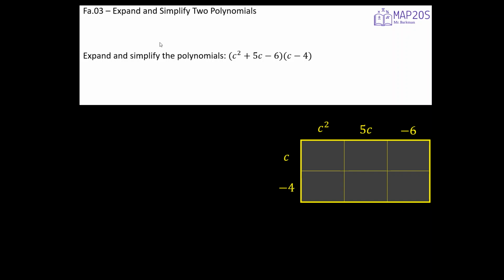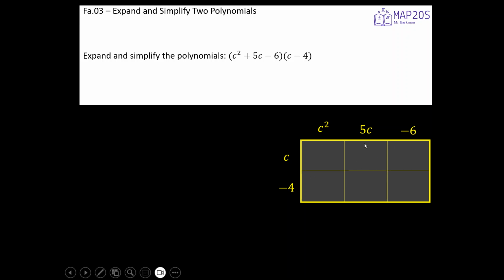like this. Now you can use a grid method either 3 down and 2 across, or 3 across and 2 down. It doesn't really matter as long as your trinomial is on the 3 side. C squared, 5C, and negative 6 are on one side, and then C and negative 4 are on the other side. Now, we multiply it out. We've gone through the grid method before. Again, you can take a look at a link to it and see what it is as well.